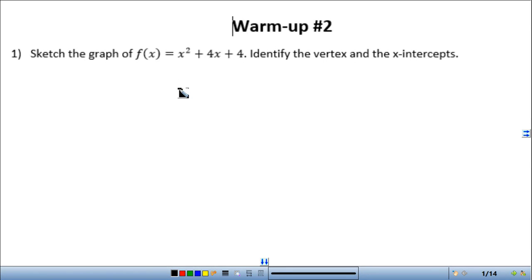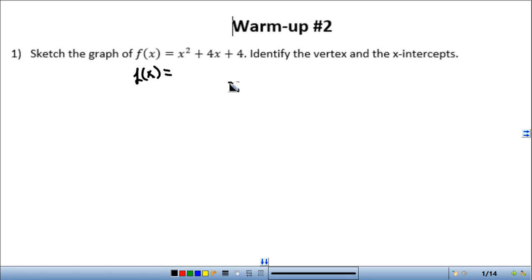To complete the square, the first thing we're going to do is we have f of x is equal to, by the way, when I said sketch the graph, did I even include anything in terms of graphing? Nope, I did not. I didn't include a coordinate plane. Oops, we're just going to roll without that.